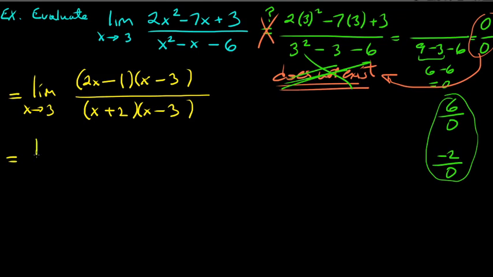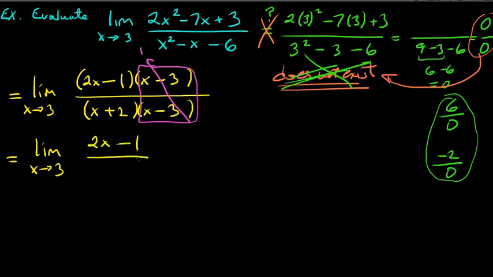So now you can almost see the problem here. We tried plugging in 3, and notice that this is 3 minus 3, which is 0. So you get 0 in the numerator and 0 in the denominator. And that's what went wrong, right? But now we have a common factor of x minus 3. X minus 3 divided by x minus 3 is just 1. So they cancel. And now we're left with 2x minus 1 in the numerator and x plus 2 in the denominator.